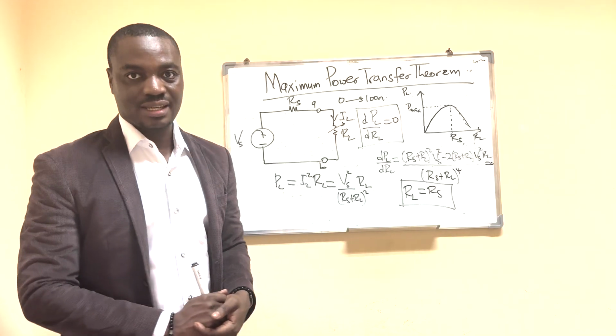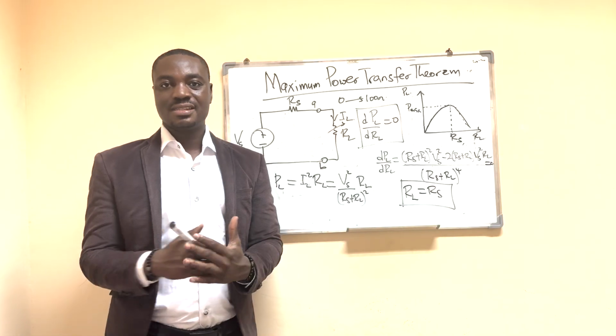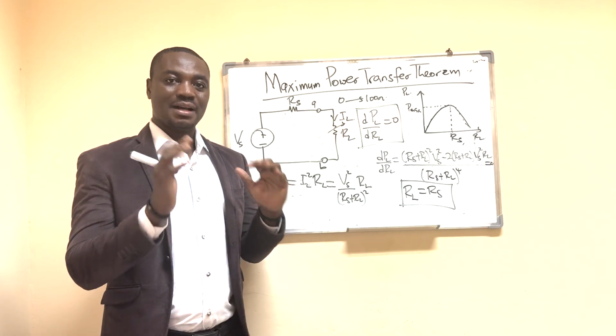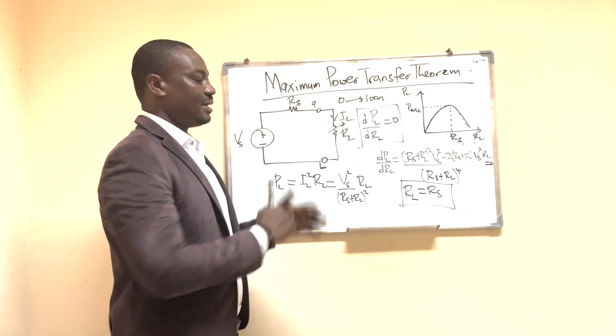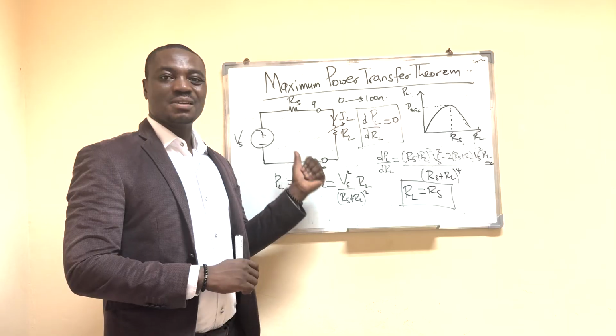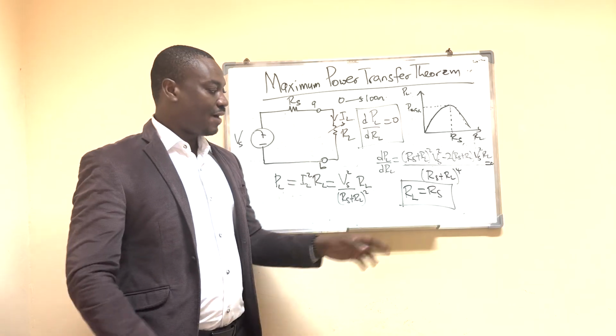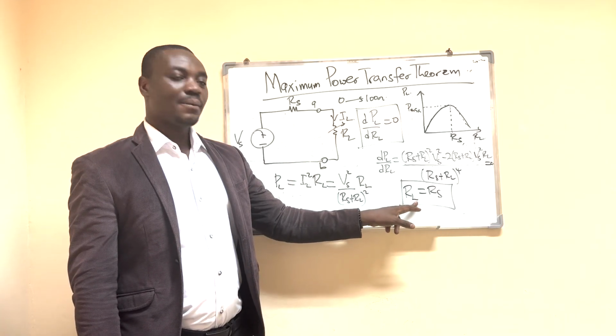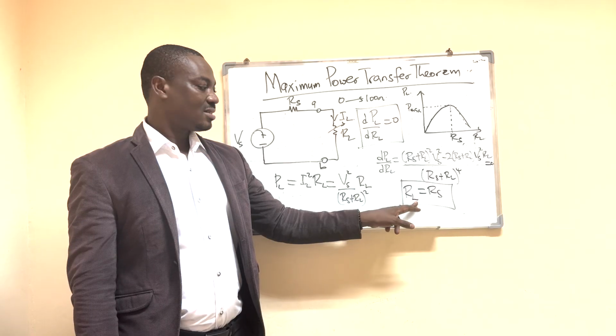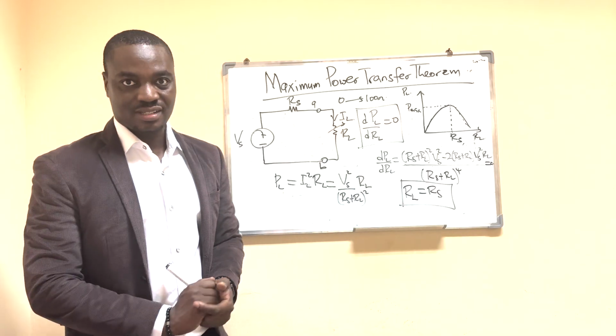So what that means is that if we want the maximum power dissipated by the load resistance in this simple circuit, we have to select our load resistance to be the same as the source resistance, right?